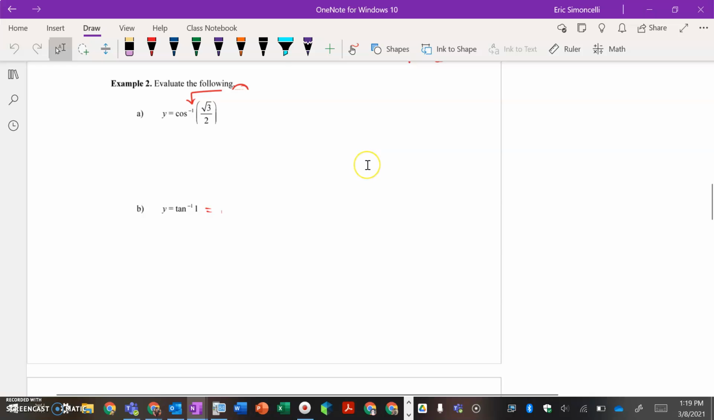We're going to begin here by looking at example 2, and we're going to evaluate the following equation. Y equals inverse cosine of root 3 over 2.